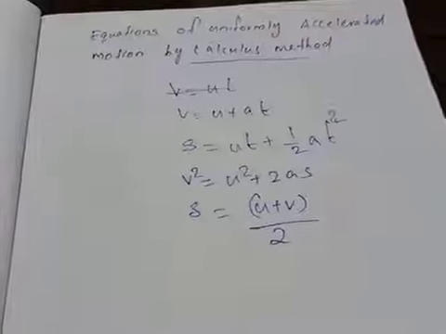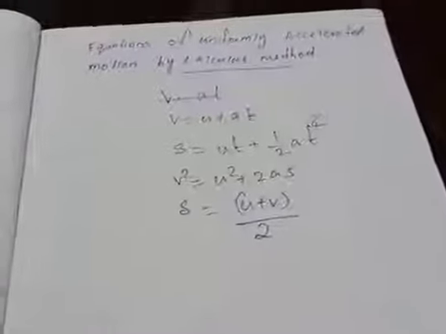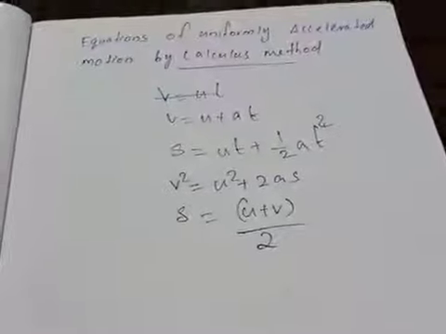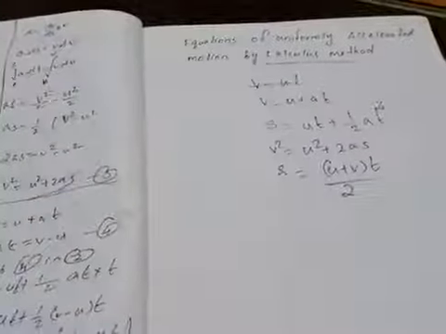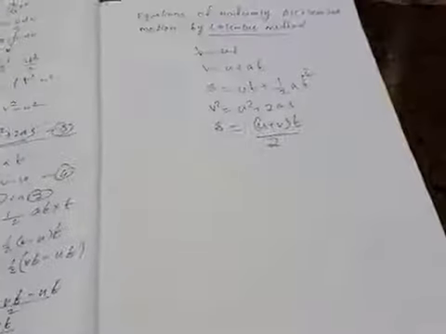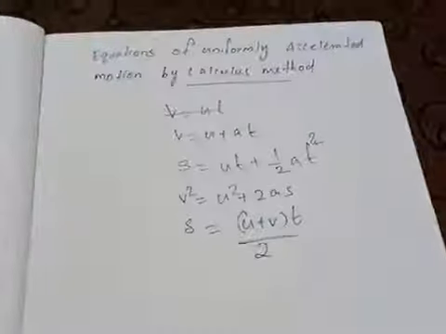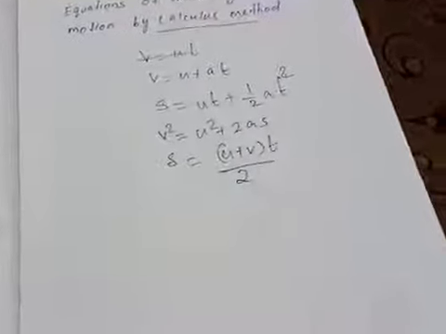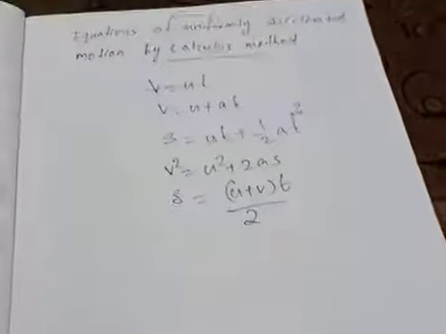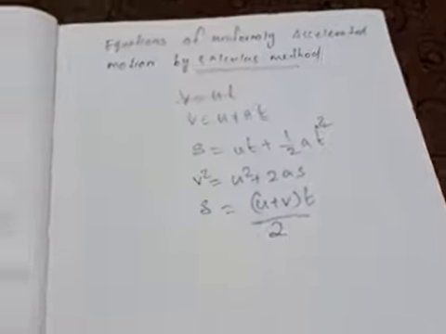You know the equations of motion: v is equal to u plus at, s is equal to ut plus half at square, v square is equal to u square plus 2as, and s is equal to (u plus v) into t divided by 2. Like this, these four equations you may have learned in lower grades. Now we will see how to derive them using the calculus method. We are using the integration and differentiation method here to derive these four equations.